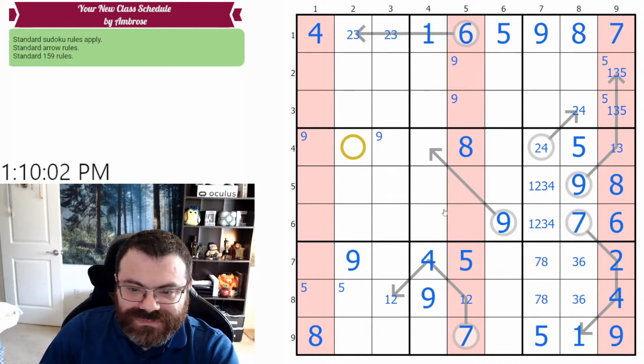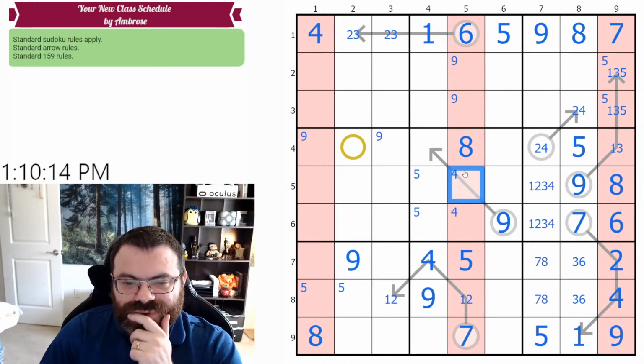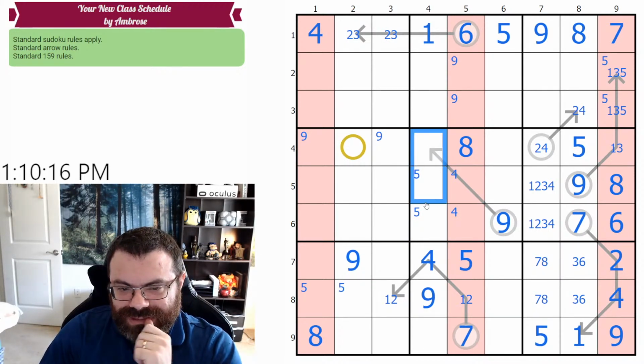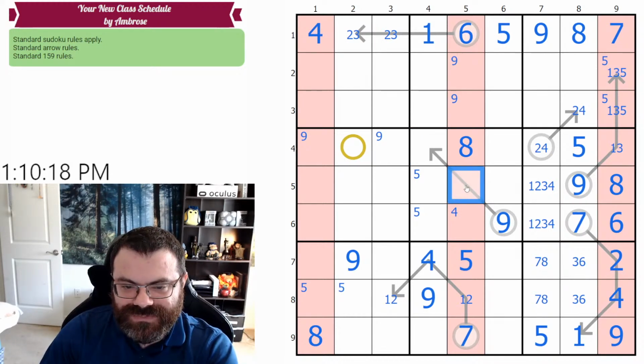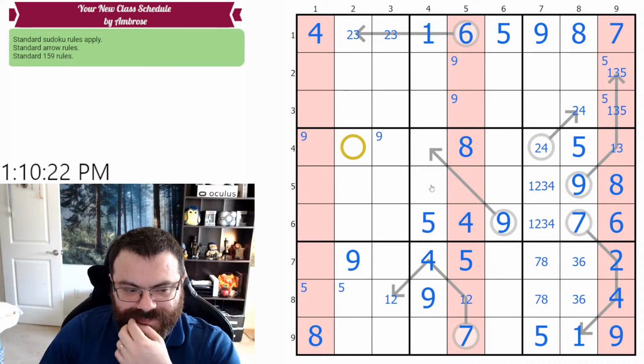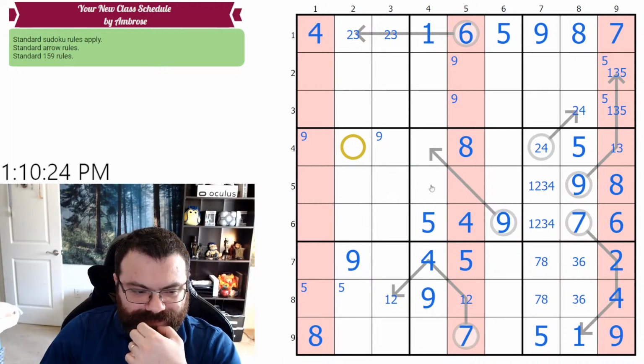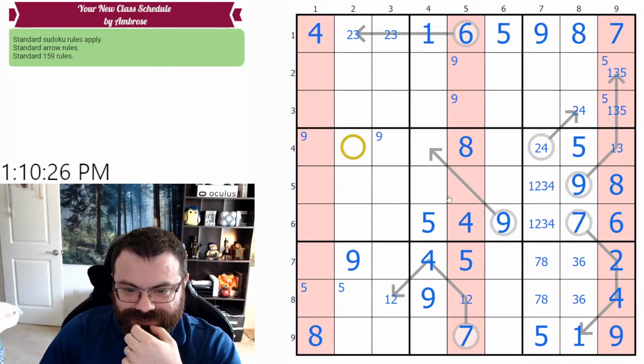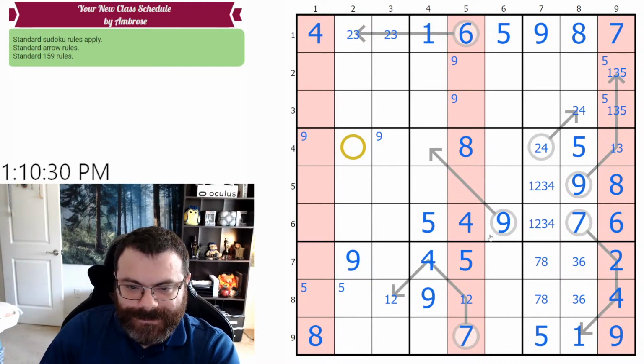5 is placed in box 5. I see that it's in one of these two, which means there's a 4 in one of these. But if this was a 4, this would be a 5, and we'd have 2 5s in the box. So this can't be a 4, so that's not a 5. So we can place the 4 and the 5 in here. That's a nice spot.